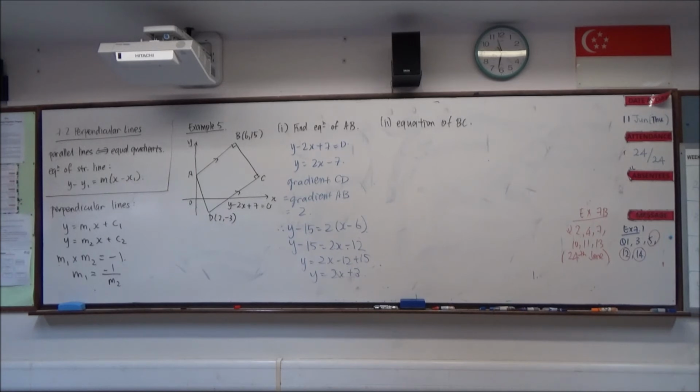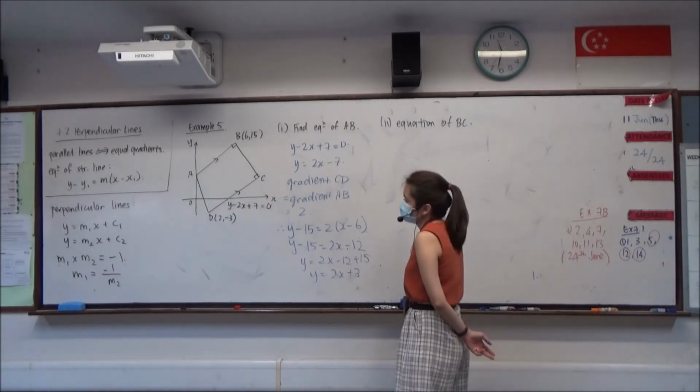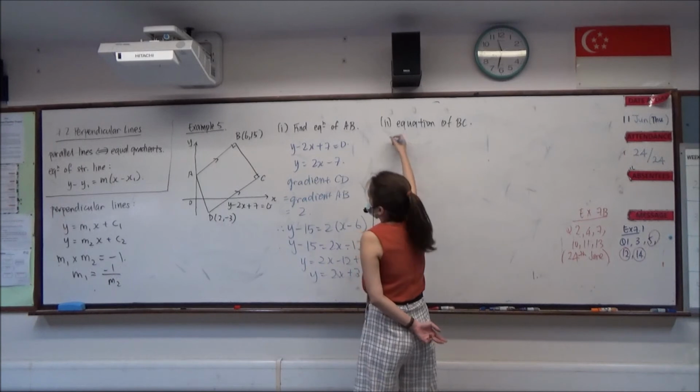Yes, Joseph. Take the gradient of AB and divide by the -1. Okay, we get the gradient of AB. Then divide that by -1. Actually, it's the other way around. We take -1 divided by the gradient.